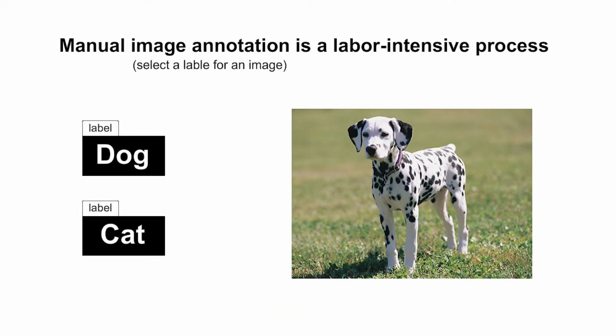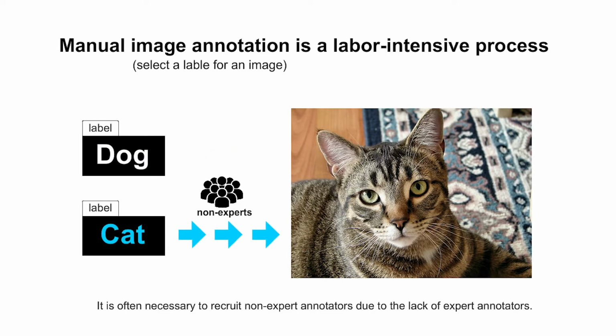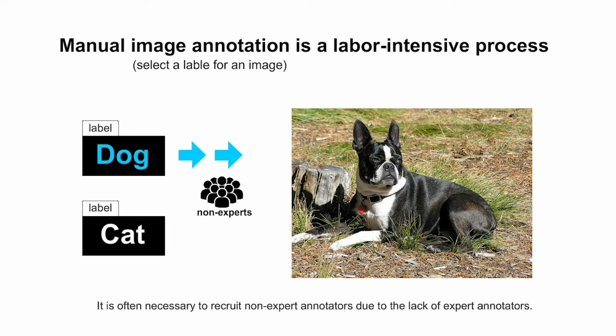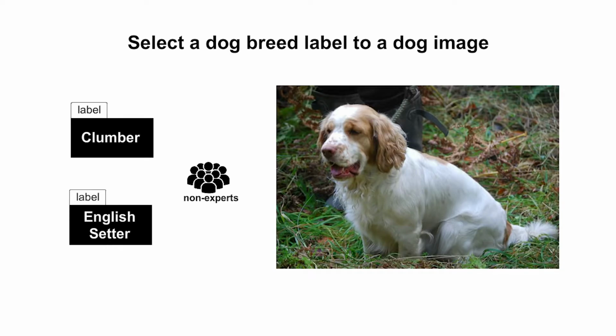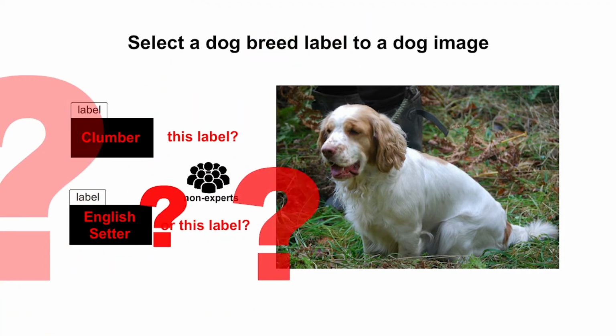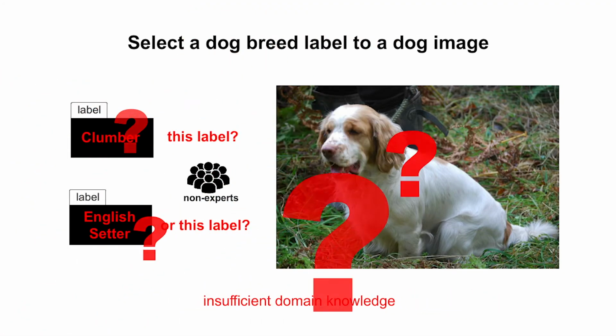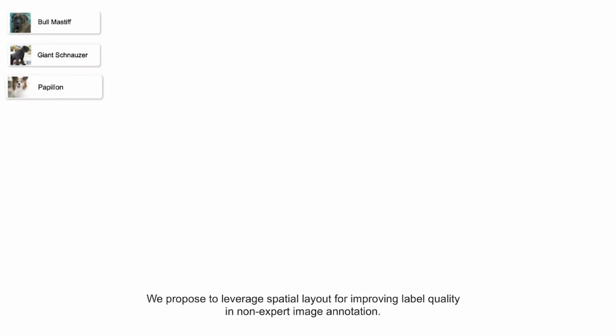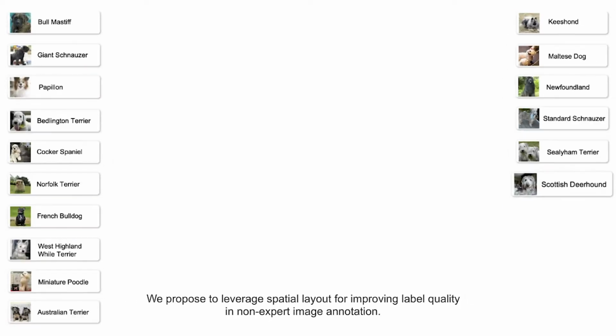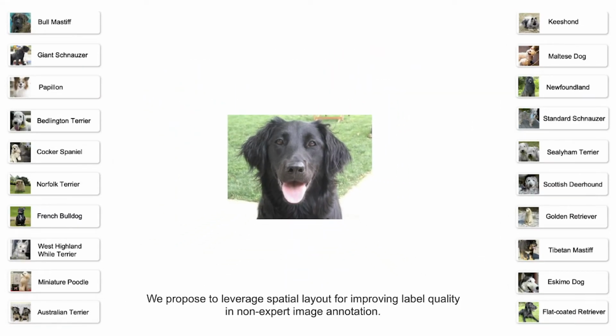Manual image annotation is a labor-intensive process. It is often necessary to recruit non-expert annotators due to the lack of expert annotators. However, image labeling by non-experts can be very difficult and contains many errors because non-experts have insufficient domain knowledge. In such a case, label quality may be relatively low. We propose to leverage spatial layout for improving label quality in non-expert image annotation.